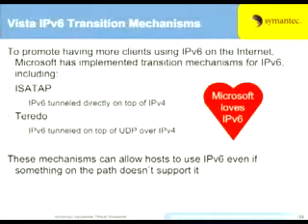Because Microsoft loves IPv6 so much, they want to promote more clients being able to use IPv6. They've implemented a number of transition mechanisms, including ISATAP, which is IPv6 tunneled directly on top of IPv4, protocol 41, and Teredo, which is IPv6 tunneled on top of UDP on top of IPv4. These mechanisms can allow hosts to use IPv6 even if something on the path to your IPv6 peer doesn't support IPv6. They do that by tunneling.